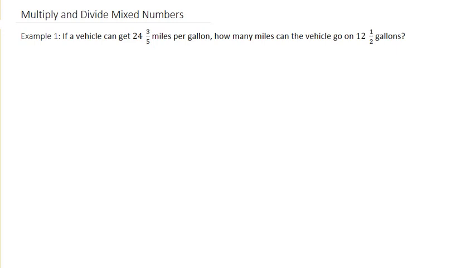Multiply and divide mixed numbers. Example 1. If a vehicle can get 24 3/5 miles per gallon, how many miles can the vehicle go on 12.5 gallons? For this problem, we will change these mixed fractions to fractions and then multiply.